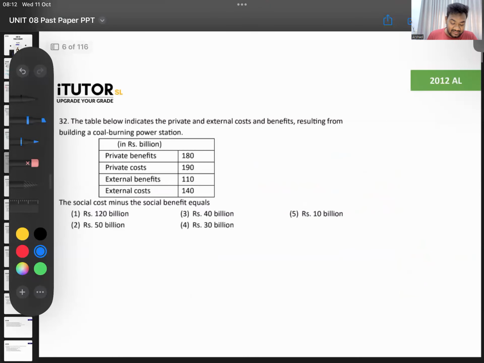Question 32. Very easy. The table below indicates private and external cost and benefit resulting from a coal burning power station: private benefit, private cost, external benefit, external cost. I think one has to be correct. Social cost minus social benefit. How do you find social cost? This is like grade 2 maths. How do you find the cost for the society? Cost for the society is your private cost plus any external cost.